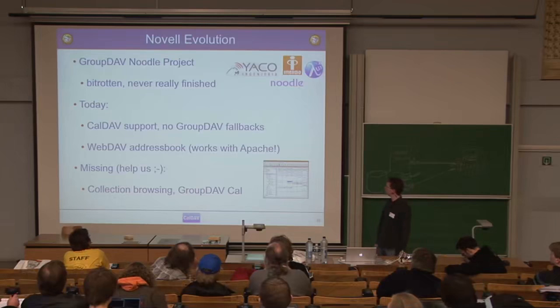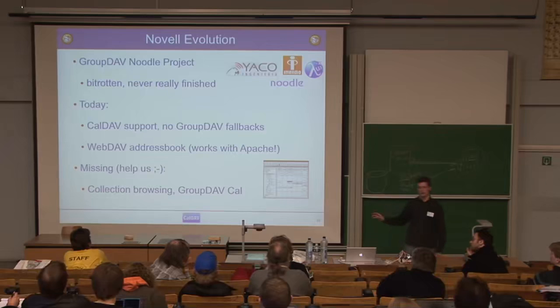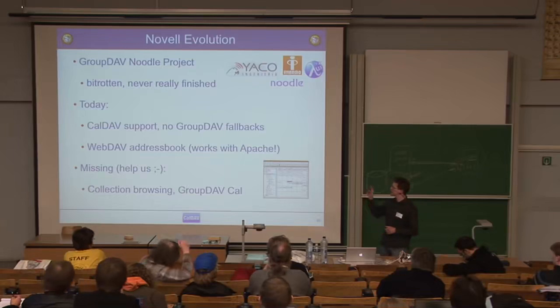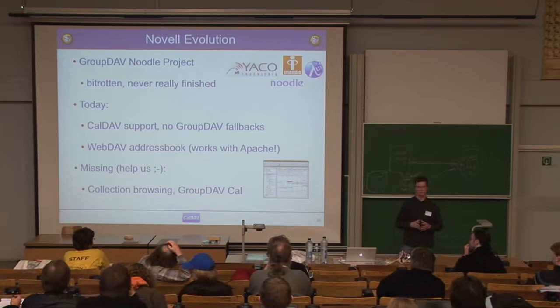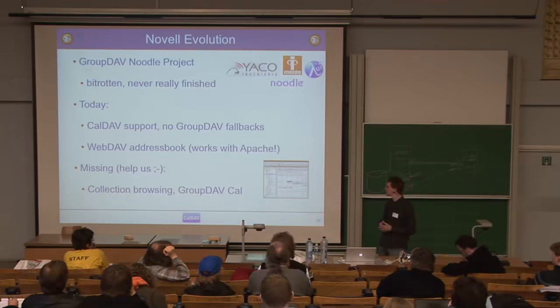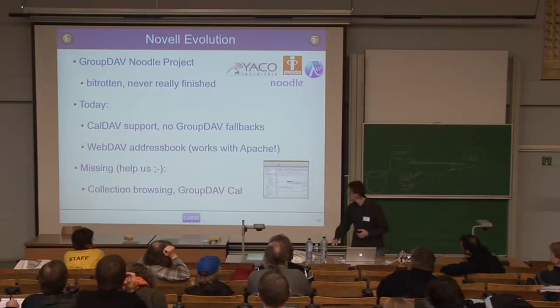But Evolution actually has reasonable WebDAV support. For one, you can configure CalDAV calendars, so you can use CalDAV together with a real CalDAV server, but it doesn't provide GroupDAV fallbacks. So Apache, for example, doesn't work as a backend for Evolution. But Evolution actually supports plain WebDAV address books. So you can store a set of contacts in vCard format on an Apache WebDAV server, and Evolution can display them and edit them, and it works very, very well.